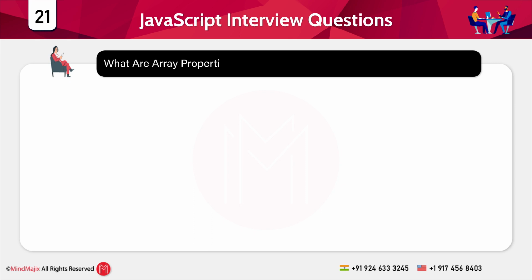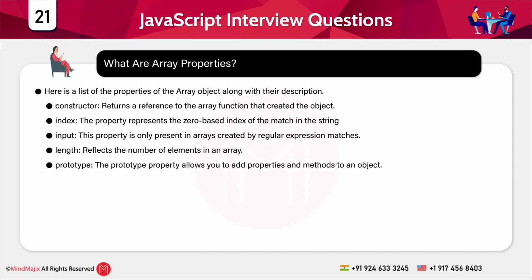What are the array properties? Here is the list of properties of the array object along with their descriptions. Constructor: it returns the reference to the array function that created the object. Index: the property represents the zero-based index of the match in the string. Input: this property is only present in an array created by regular expression matches. Length: reflects the number of elements in an array. Prototype: the prototype property allows you to add properties and methods to an object.